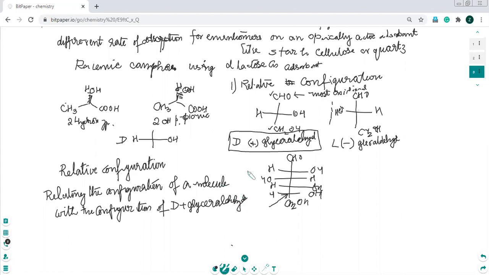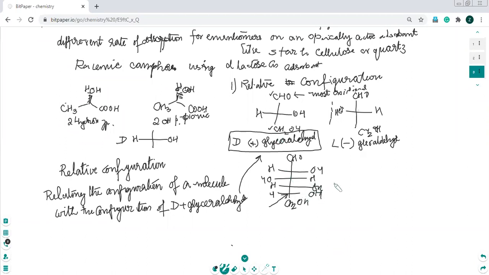And that is shown here. This is the configuration of D plus glyceraldehyde, and it has a plus rotation, found experimentally. So the naturally obtained glyceraldehyde is arbitrarily fixed, assumed, to have this configuration. Now you compare this with a compound of your choice.